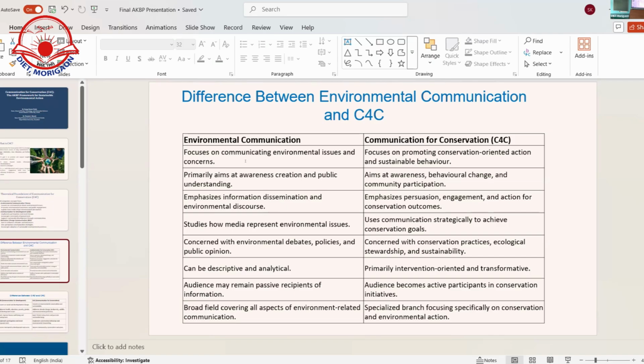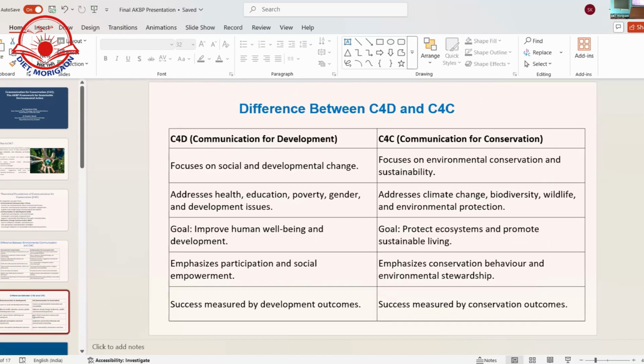Environmental communication focuses on communicating environmental issues and concerns, but C4C focuses on promoting conservation-oriented action and sustainable behavior. Environmental communication primarily aims at awareness creation and public understanding. But C4C aims at awareness, behavioral change, and community participation. Likewise, there are some more differences, but I won't go into detail. So next is the difference between C4D and C4C.